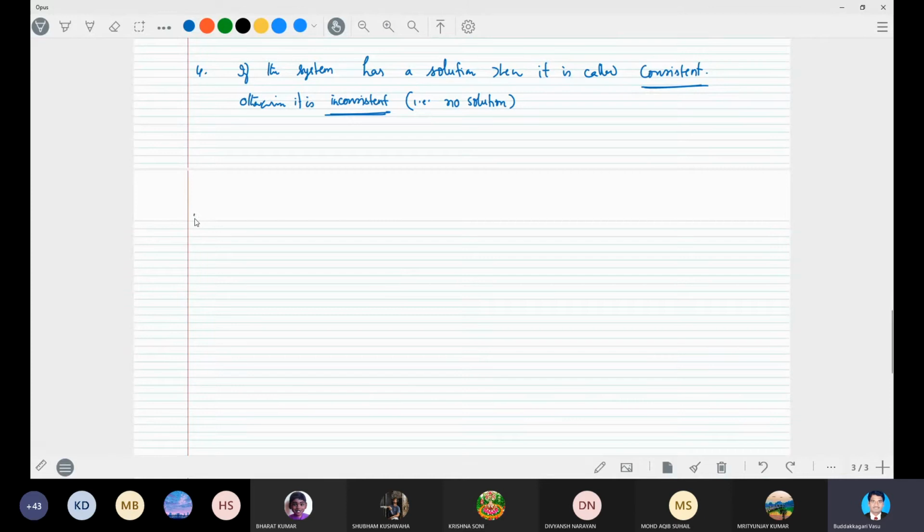Okay, next, another important point: a consistent system has a solution, right? That means it has a solution. How is the solution? It has either a unique solution or infinitely many solutions.